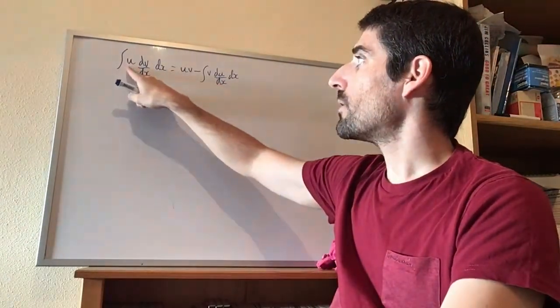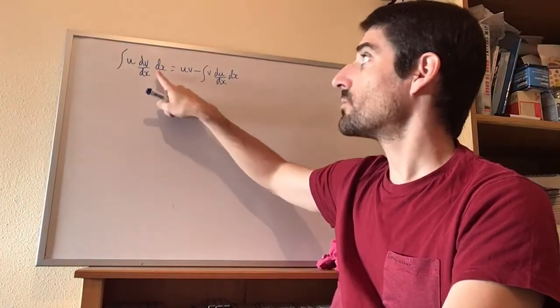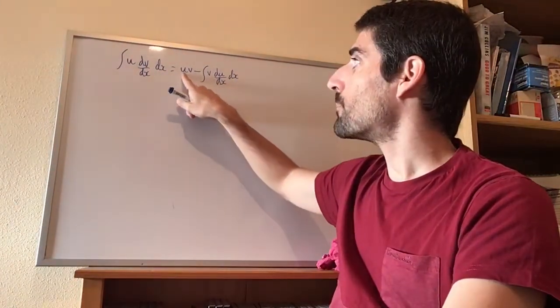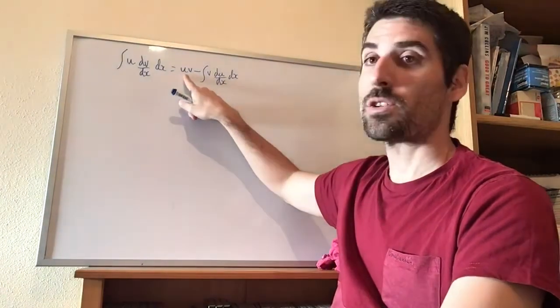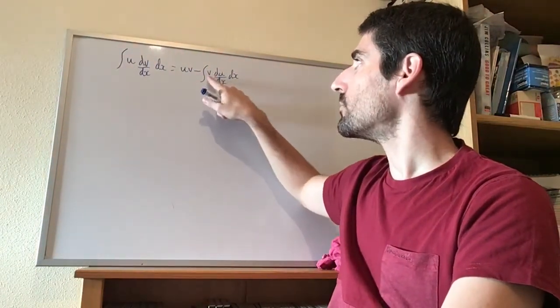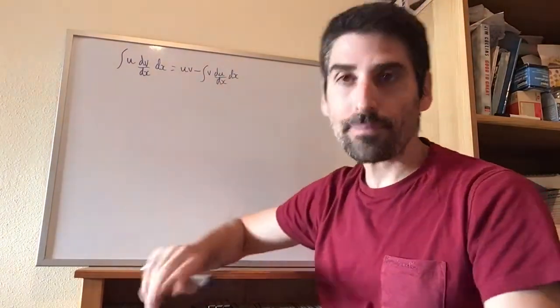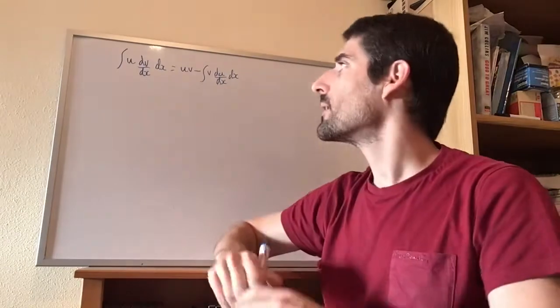And then, so we've got one function multiplied by another function relative to x, and when we integrate, it's going to be the product of the two functions minus the integral of v du over dx, and we're going to have to integrate this bit here. Okay, all right.